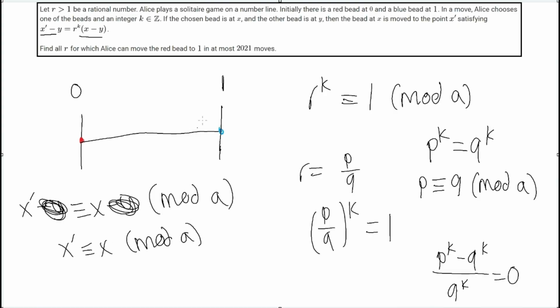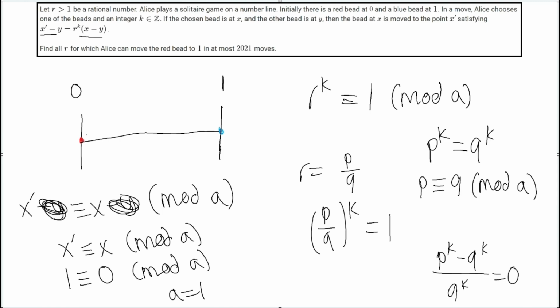So that means that the red bead is always at some sort of number that is 0 mod a, which is a rational number. It doesn't need to be an integer. But if we want to move the red bead to 1 from 0, then we must have 1 is equivalent to 0 mod a. But a is an integer, so that requires a equals 1. Otherwise, we run into issues.